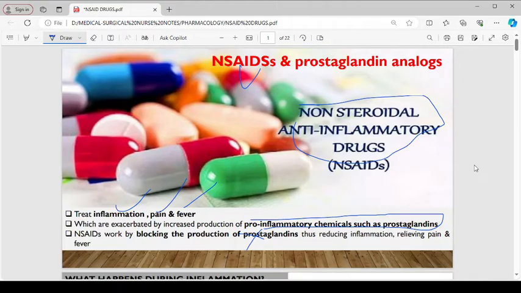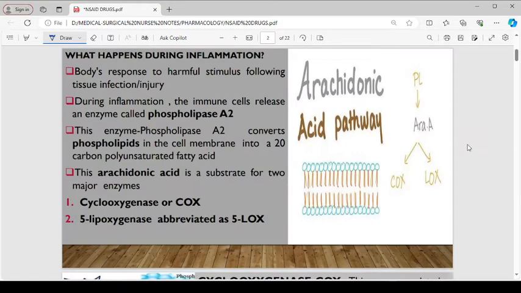To understand how NSAIDs work, we have to review the process of inflammation. Inflammation is simply the body's response to harmful stimuli following tissue injury or an infection. During inflammation, the immune cells normally release an enzyme referred to as phospholipase A2. This enzyme's role is to convert phospholipids, the ones found in the cell membrane, into a 20-carbon polyunsaturated fatty acid referred to as arachidonic acid.